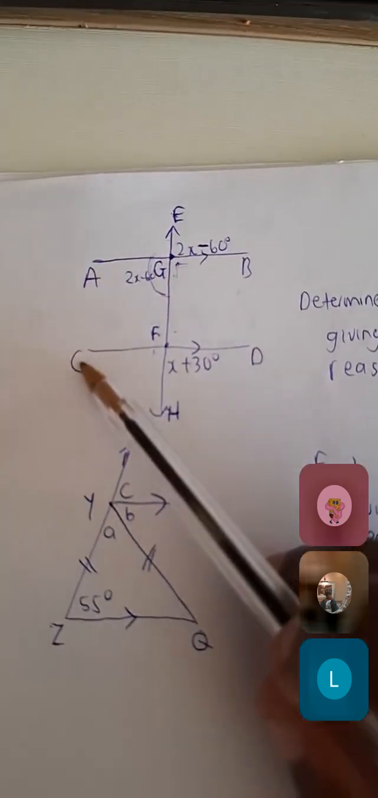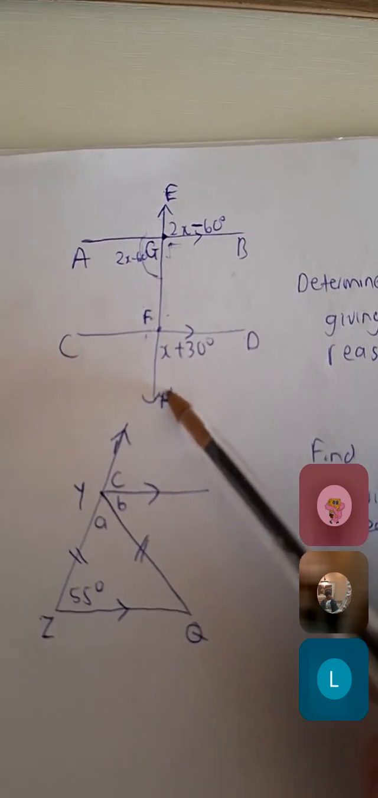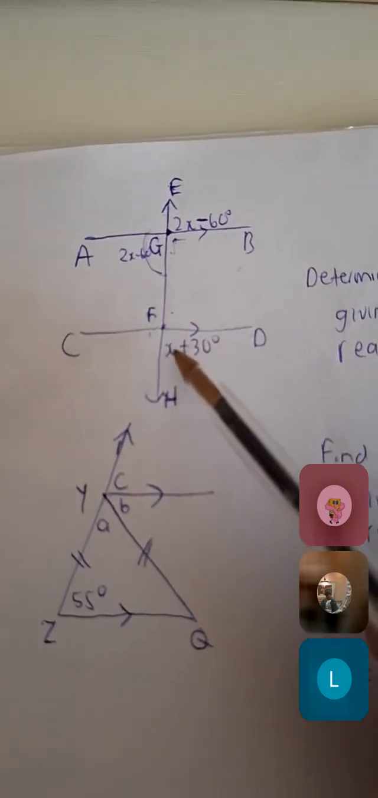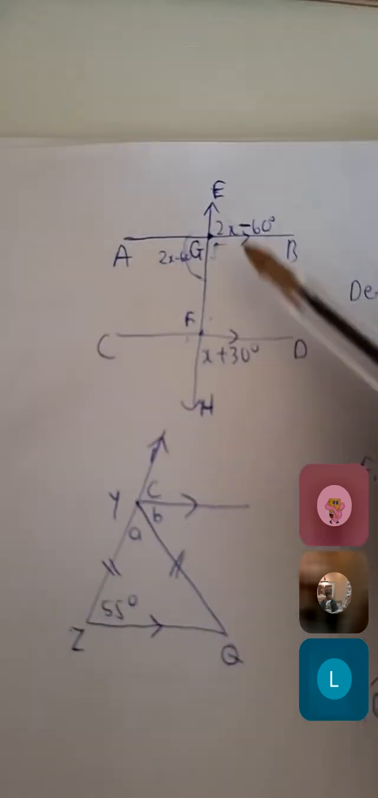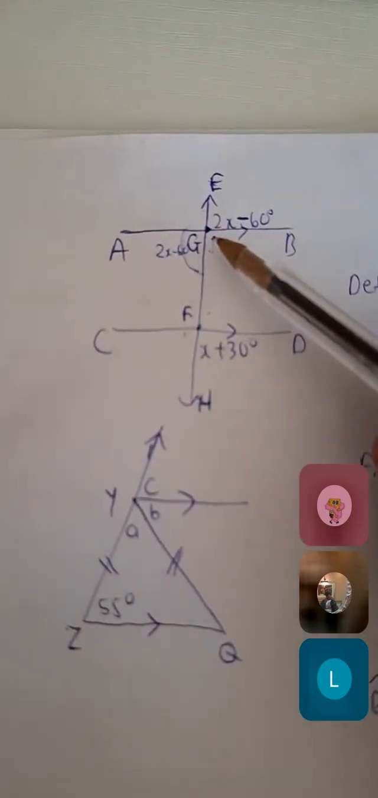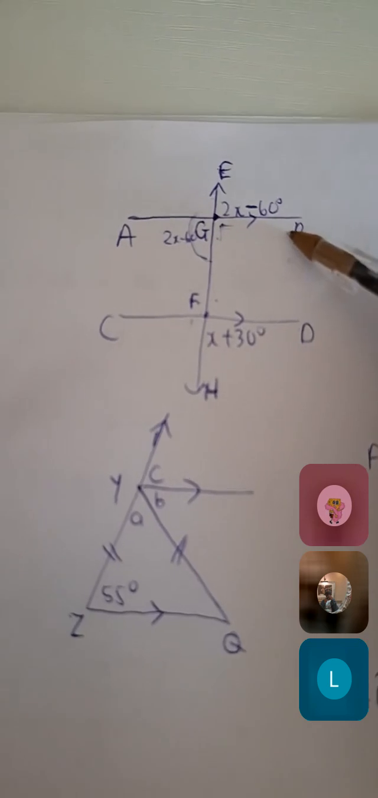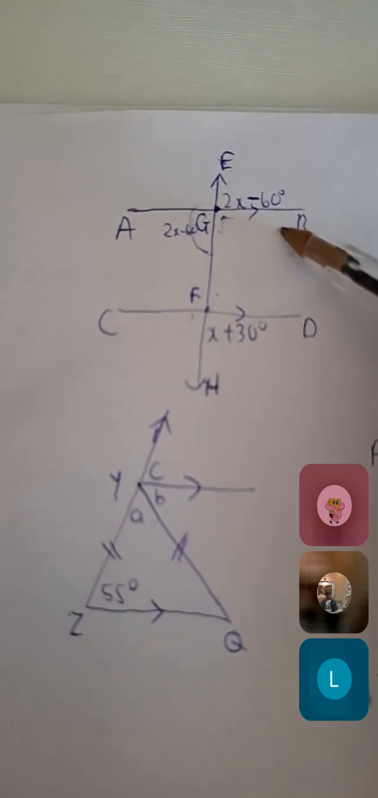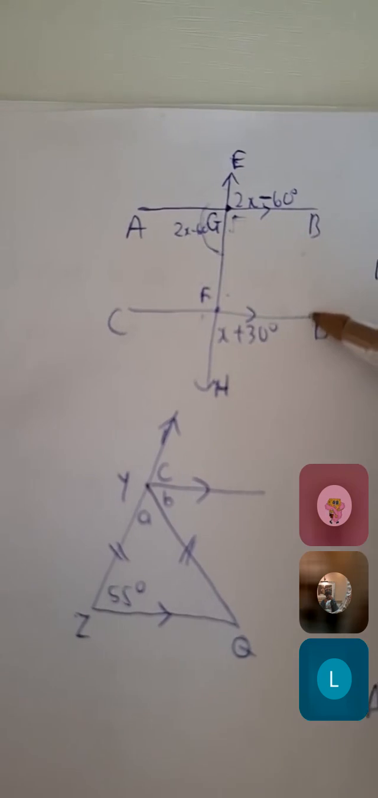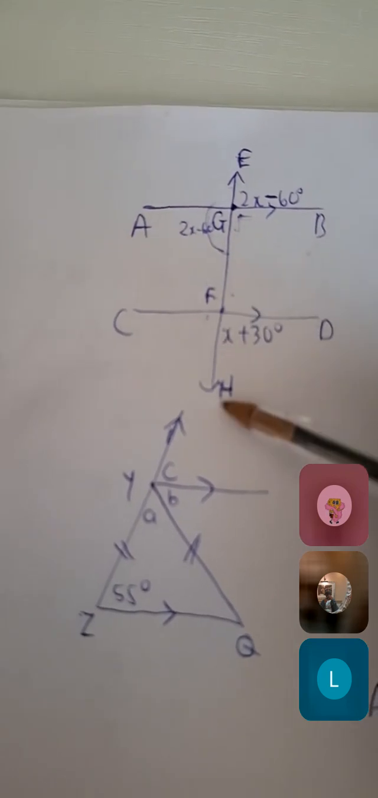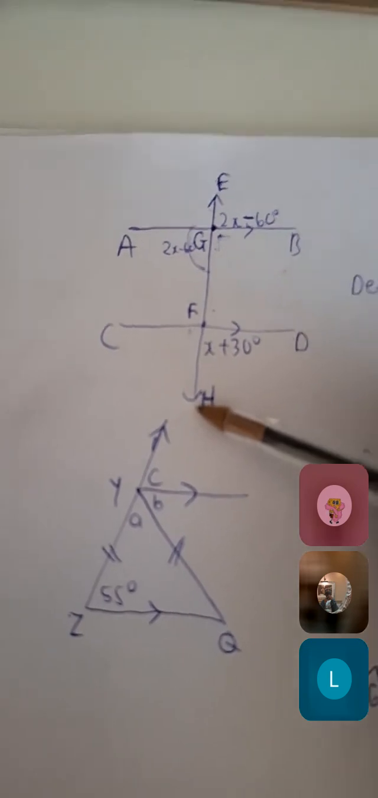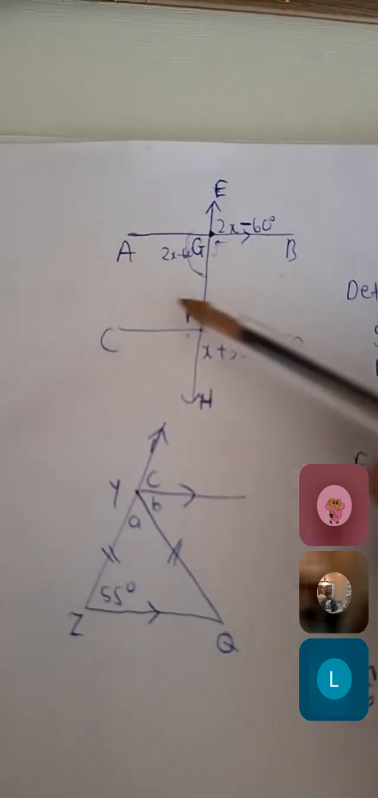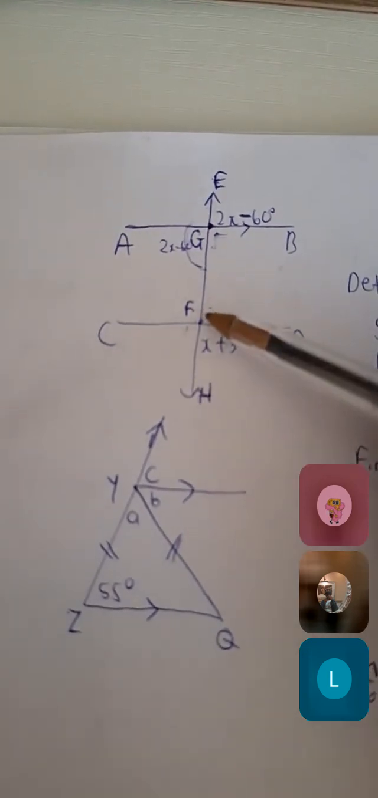I actually liked what you were saying. You were saying CFH is equal to? What is CFH equal to? DFH. So you're saying CFH is equal to DFH. Yes, and that all equals x plus 30.